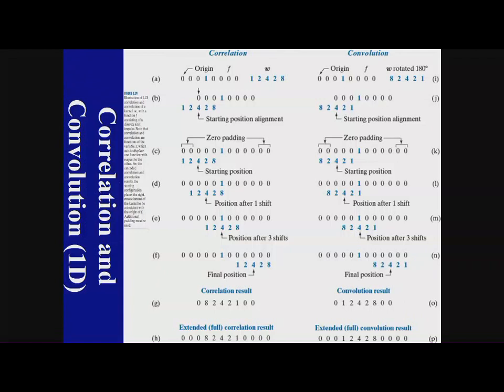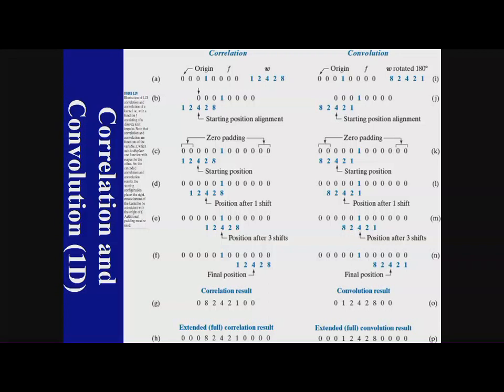Okay, this is the relationship between correlation and convolution. Convolution and correlation are different. This is a correlation, this is a convolution. And here's the template, or the kernel, or the mask. This is one dimension, and here it is rotated. If I symmetrically turn the vector, it's the same as the correlation. They are the same if symmetric, but if they are not symmetric, they are different.